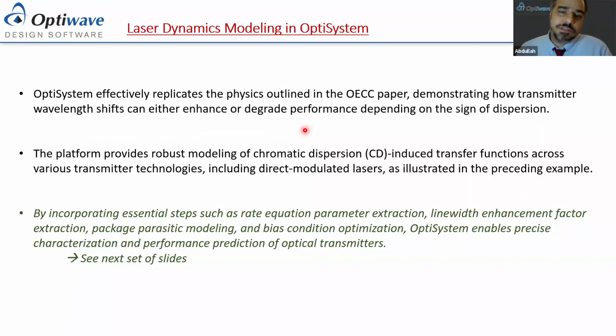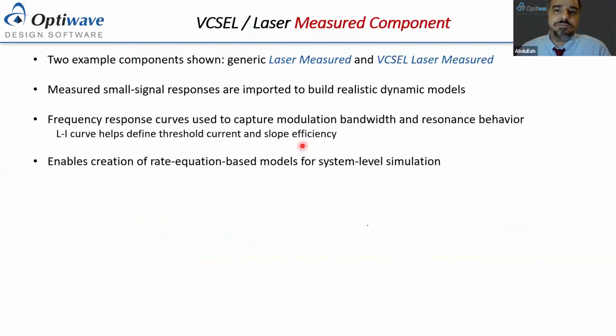Now, we can always use OptiSystem for something more in regards to the large signal dynamics of the lasers. And this relies on getting very good alignment between experimental measurements and the modeling done in OptiSystem. I'll demonstrate a few examples of this. In order for us to do this, we have to look at two components, for example: the laser measured and the VCSEL laser measured components. These components are fairly comprehensive and offer you the ability to accurately reproduce the large signal dynamics of the laser.